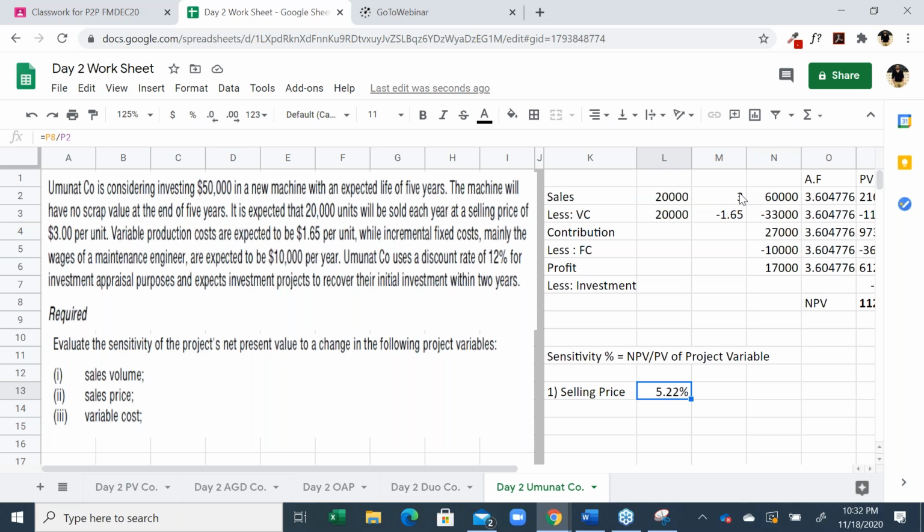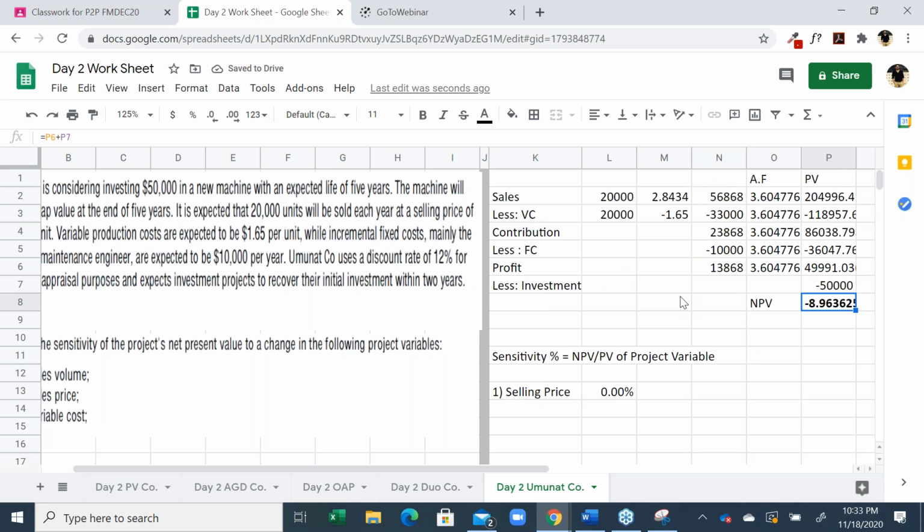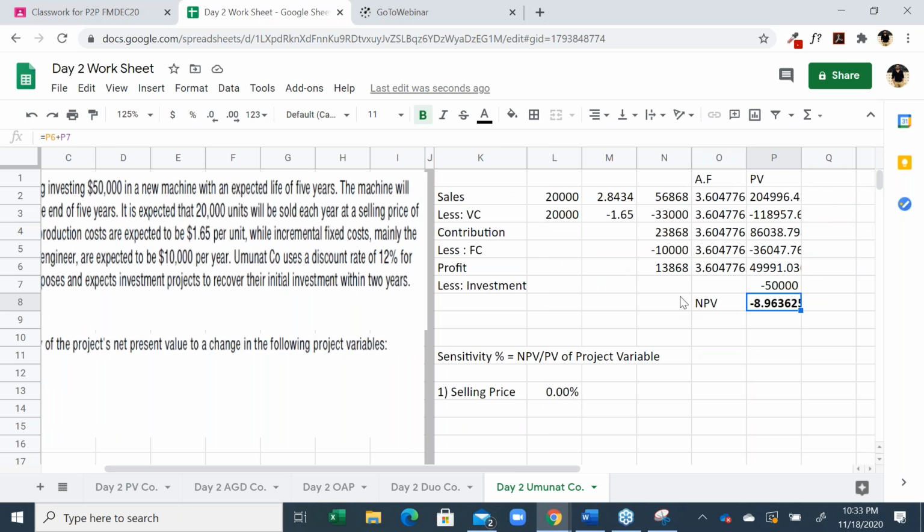Let's check it out. At the moment the price is $3, and let me reduce it by 5.22%. So 0.0522. See, the NPV is approximately 0. Since that 5.22% was not the exact figure, it was rounded off to 2 decimal places, therefore we still have a slightly negative NPV. But we can say we have a 0 NPV. So if the price goes down to 2.8434, the NPV will be 0, which is a 5.22% change. So we cannot afford a change beyond this level.